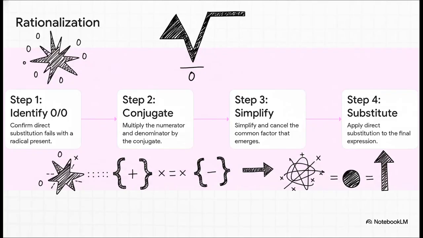All right, tool number 2 is what you pull out when you see square roots, or radicals. If you get 0 over 0 here, the secret move is to rationalize. You multiply the top and the bottom by something called the conjugate, which is just the same expression with the sign in the middle flipped. It sounds complicated, but this one clever trick magically creates a common factor that you can then cancel, clearing the way for direct substitution to finally work.